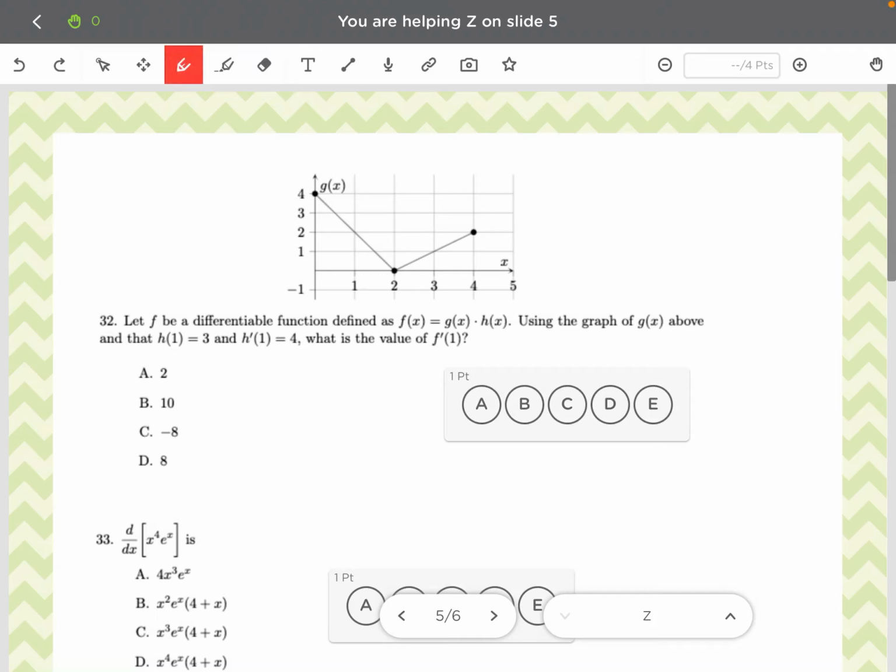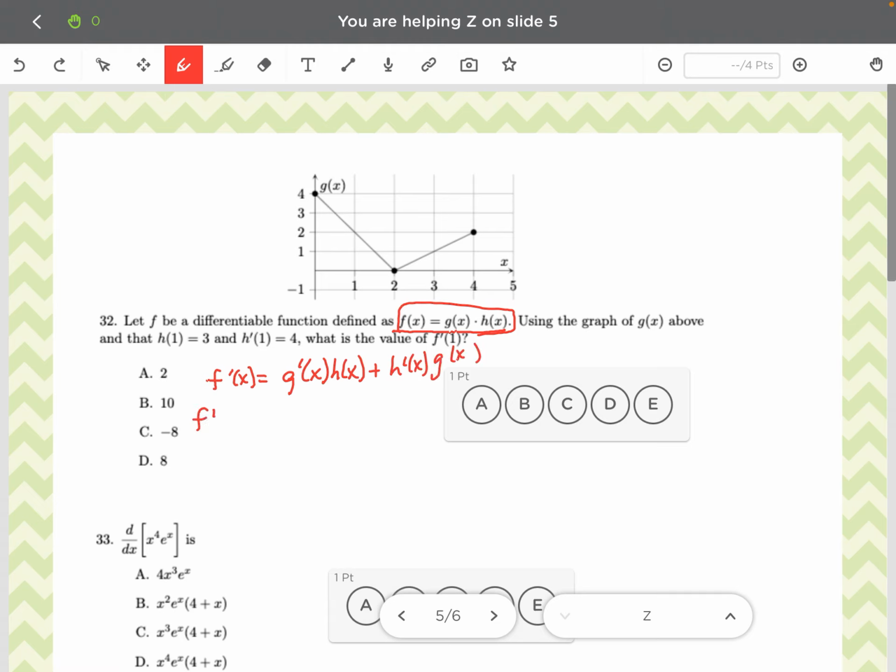Okay, we need to find the derivative of f first because they want us to find f prime of 1. So notice that f of x is g of x times h of x. So we need to use the product rule. Remember, always find the general rule before you plug in numbers. So I'm just going to use the product rule here: derivative of the first times the second plus the derivative of the second times the first.